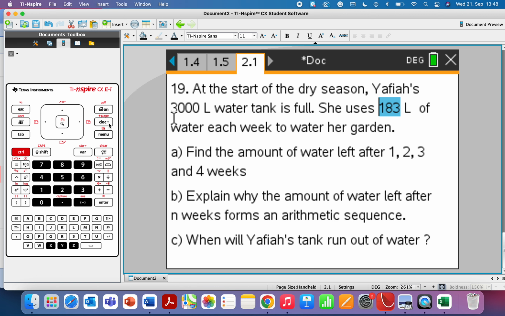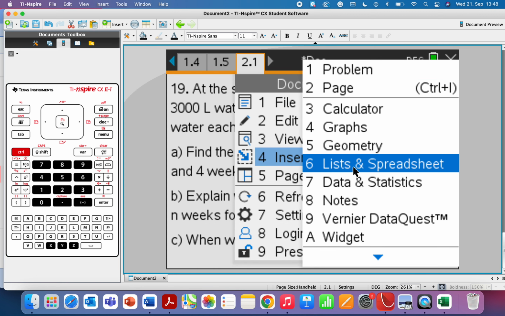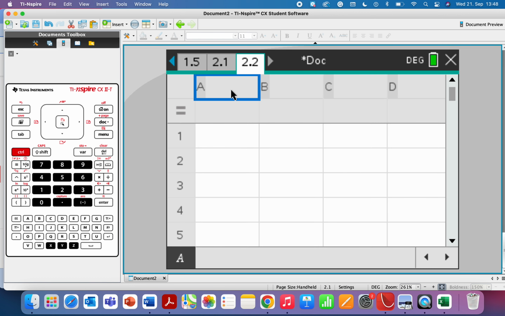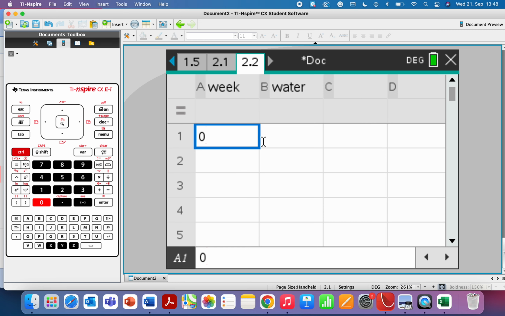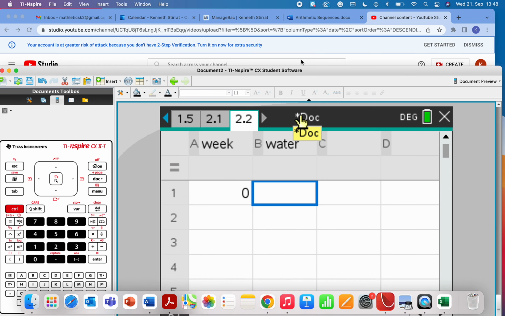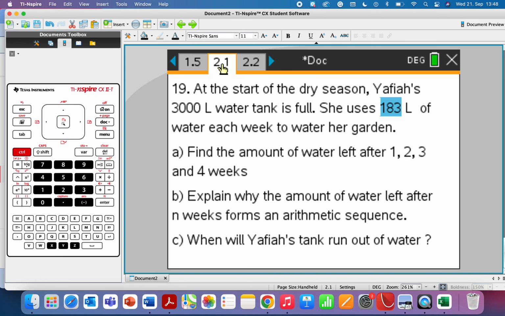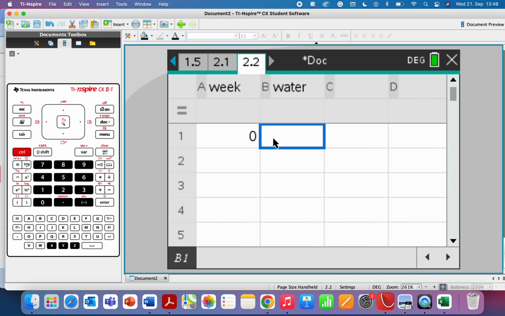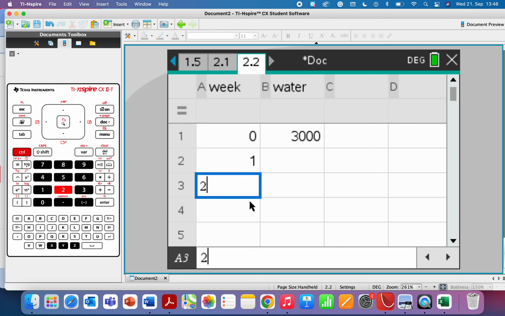So let's go and insert a spreadsheet, and this will be the week, and this will be the water left in the tank in litres. Now for this one, usually we do the first term of the arithmetic sequence, but actually we're going to put the 0th term, because this is how much water is in the tank to start with, right? And that was 3,000. So this is 3,000. And then after week 1, and then 2, and then 3, there's a little less each time, okay?